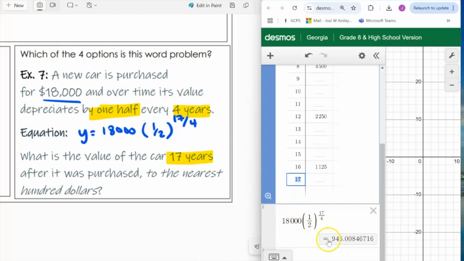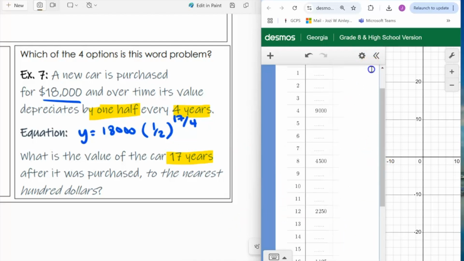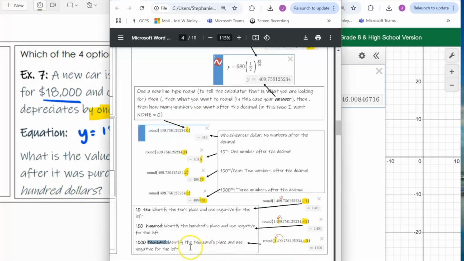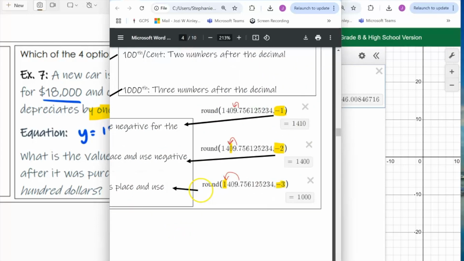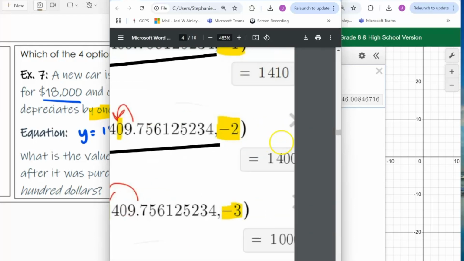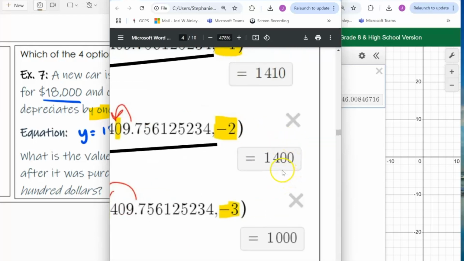So now that we know what this is, what would make sense? Because it says round to the nearest 100. So keep in mind, this does not have TH. So 100, not hundredth, but 100. Looking at your notes, for 100, you're going to do the same thing. You're going to say round, the number, comma, but this time you're going to say -2 because it wants the nearest $100. No decimal, but 100, like 100, 200, 300, 400, 500, 600, and so forth.